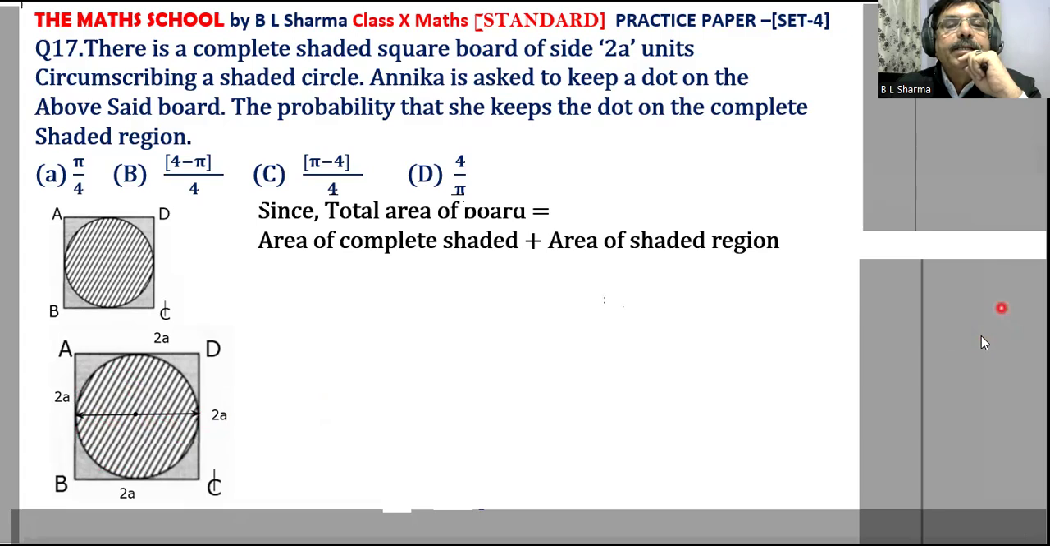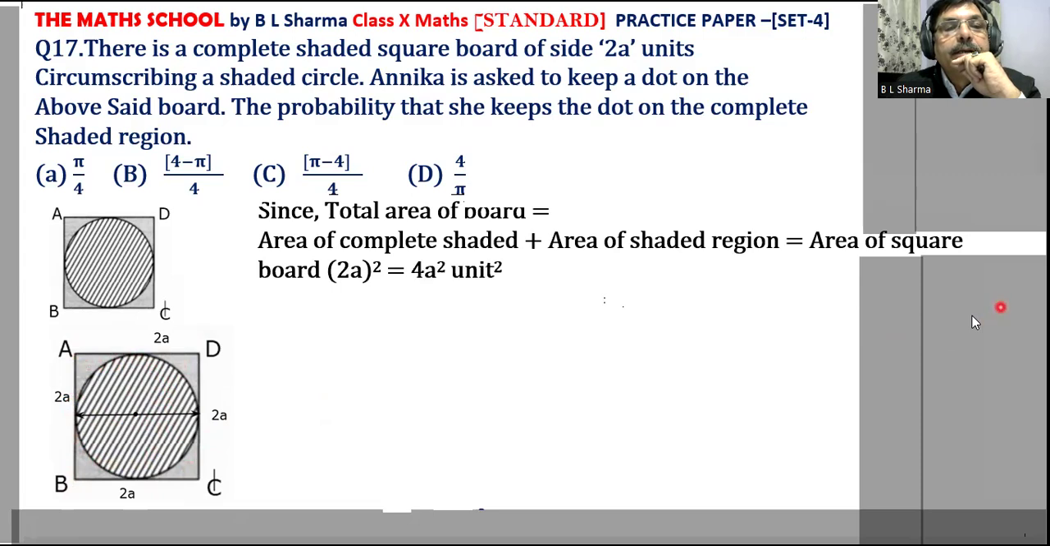So area of complete shaded region plus area of shaded region, that is the area of square. ये जो पूरा स्क्वायर है उसका एरिया दिस वन प्लस दिस वन है. So area of the board, the square, is 4A square. Total area यहां से लेके यहां तक A B C D इसका एरिया है 4A स्क्वायर. अब हमें इसका एरिया चाहिए, एरिया ऑफ सर्कल. What is area of circle?